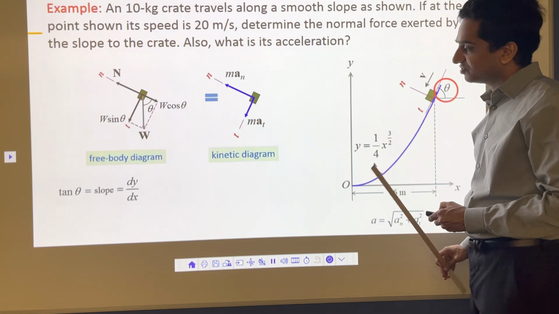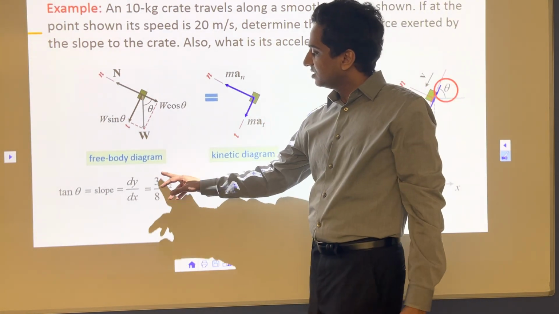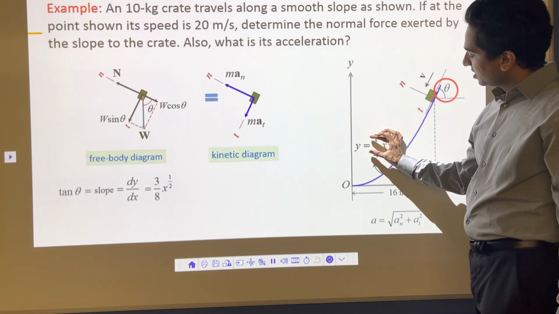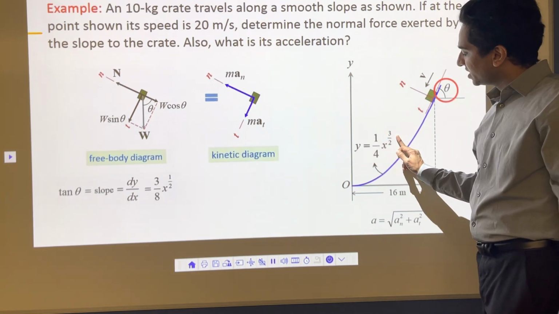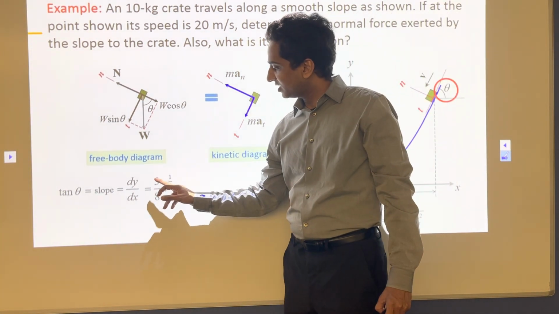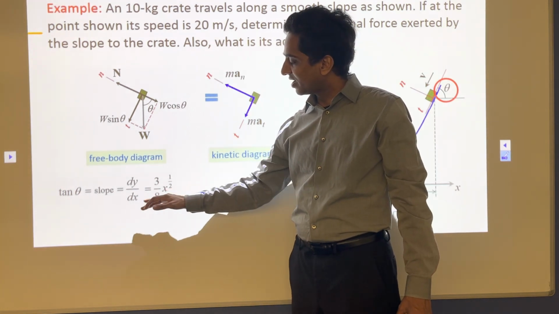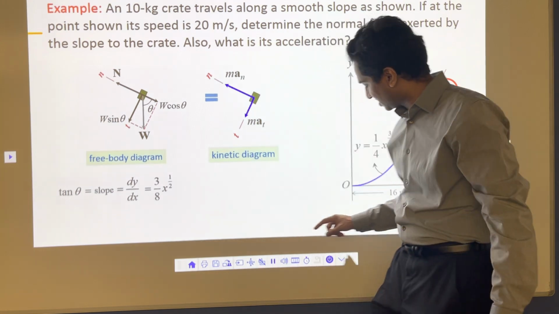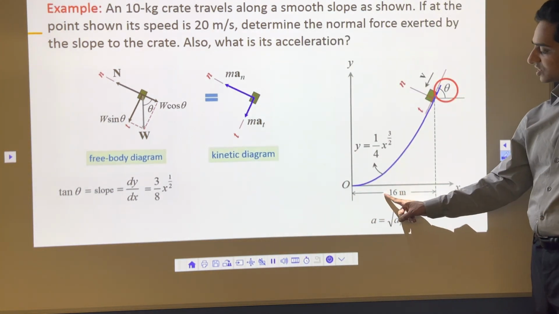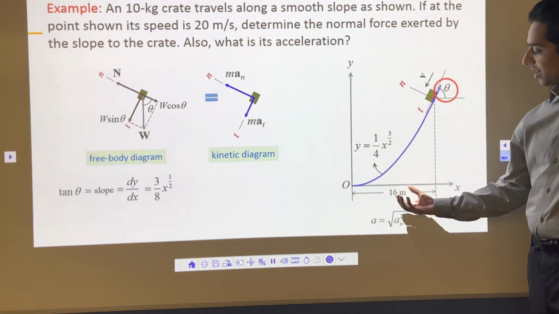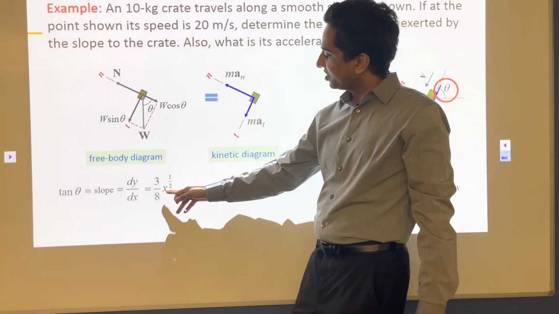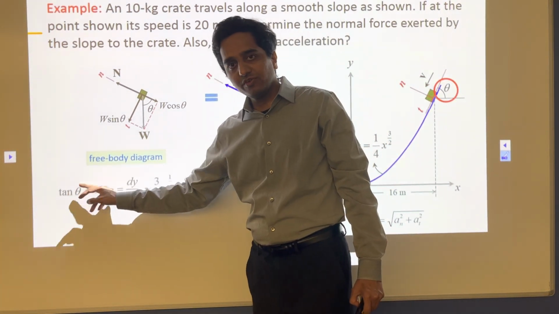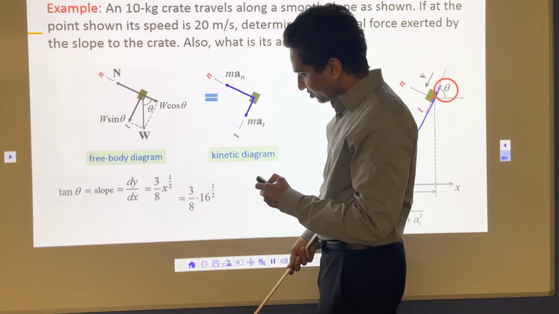If I differentiate this thing with x, I'll get 3 by 8 x^(1/2). So this 3 by 2 will go here, and then 3 by 2 minus 1 will be here. That will be 1/2. That will get 3 by 8 x^(1/2). And once you have that, you have to find out value of theta at x is equal to 16. So I have here already x is equal to 16 meters. I'm going to take that 16 meters, put it in here, you will get some number. And then tan inverse of that number will be your value of theta. So that's what we are going to do here.